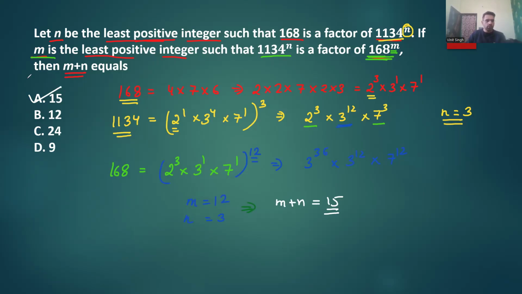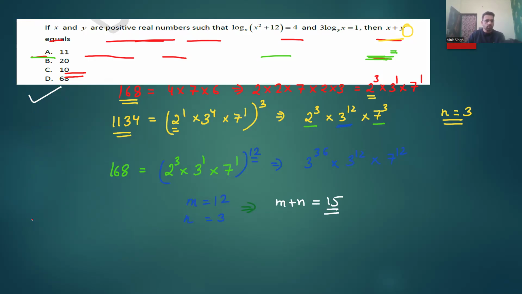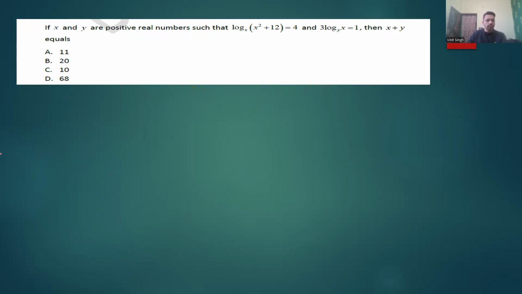Now, next question. X and Y are positive real numbers such that log of x square plus 12 is equal to 4 and 3 log y x is equal to 1. Then we have to find x plus y. Now this log question is very simple. Where x and y are given as positive real numbers.